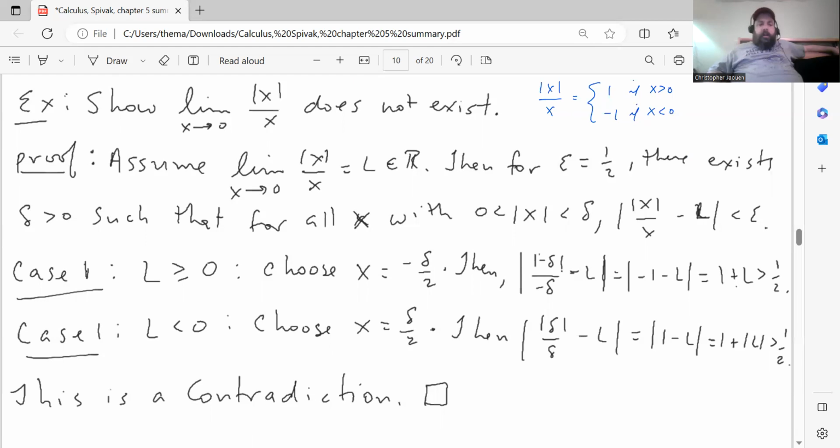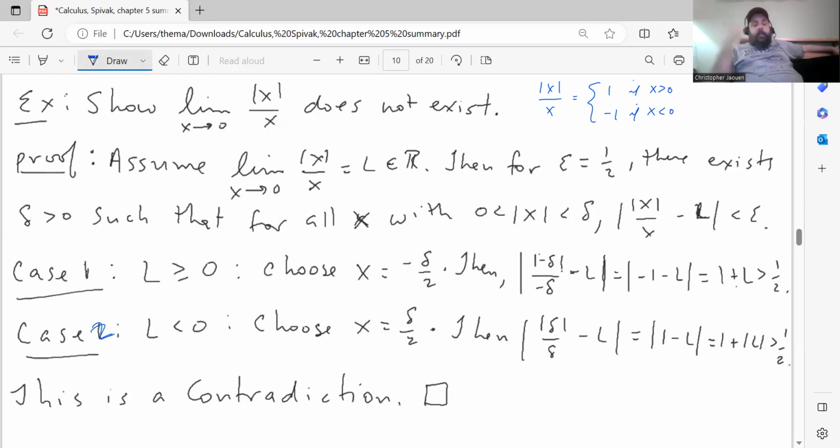So case 1, assume L is greater than or equal to 0. Then we can choose x equal negative delta over 2. Clearly, that's less than delta in magnitude, so that would be in the interval from negative delta to delta. And if I plug that in for x into the function, then we get, again, absolute value of -1 minus L, which is 1 plus L, which is greater than 1/2, which is the epsilon that we chose. So that doesn't work. Case number two, sorry, I wrote case 1 twice. This should be case 2.